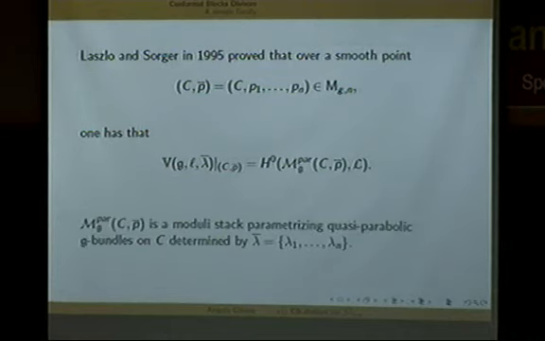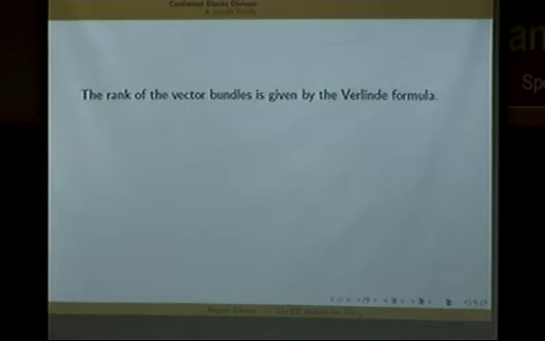Okay, so this is a moduli space parameterizing quasi-parabolic G bundles on C determined by lambda, and the line bundle is determined by the level. The rank of these vector bundles is given by the Verlinde formula. And I'm talking about sl2 bundles here today, divisors here.